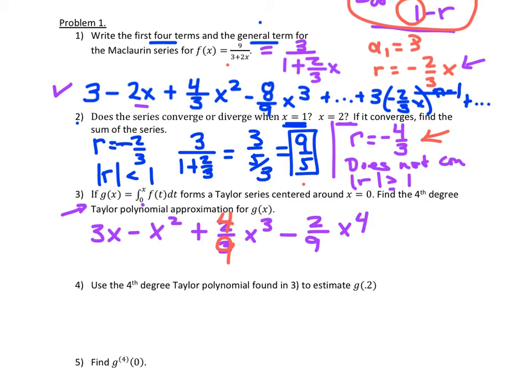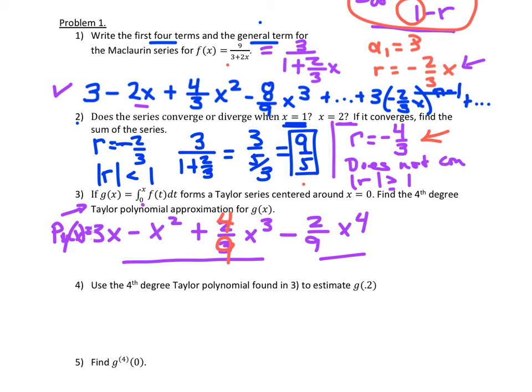Now, if they ask you to write the 4th degree Taylor polynomial, you're done. So this is a 4. So that's the 4th degree Taylor polynomial for f of x. And it stops here at x to the 4th, but includes all the other terms. Some people drop off these other terms, and no, 4th degree includes everything up to the 4th degree term.